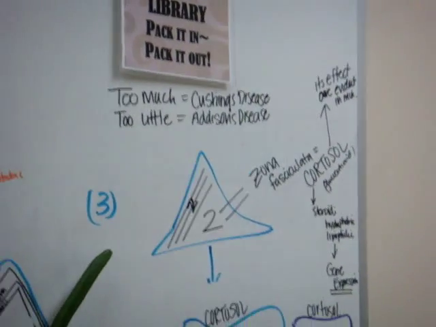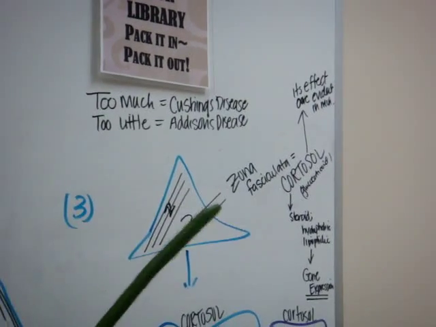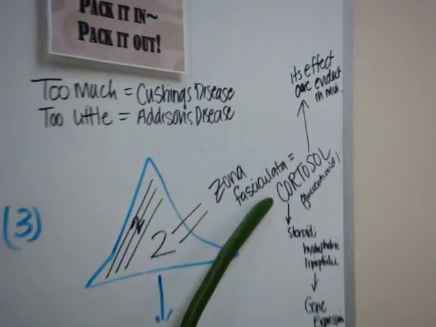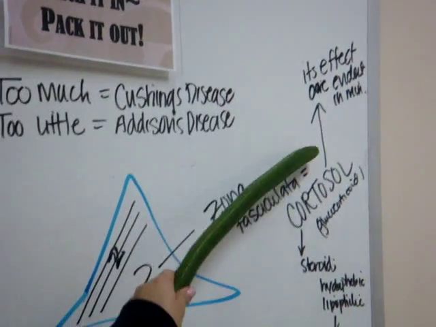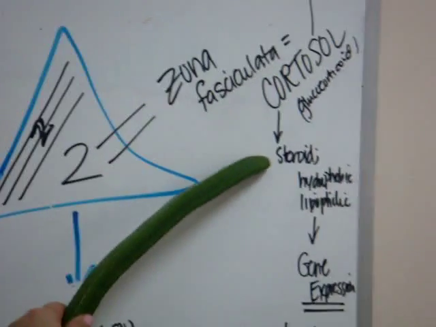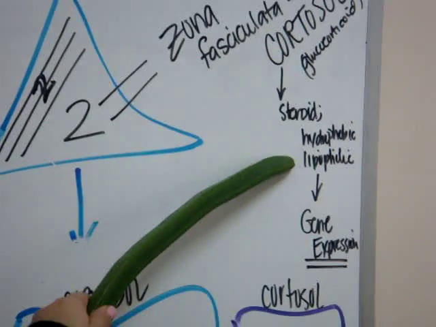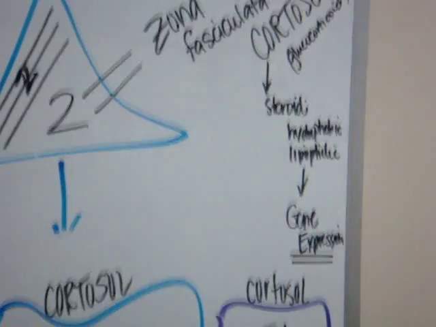Next we're going to be talking about cortisol, which is released from the zona fasciculata, layer number 2. Cortisol is a glucocorticoid, which, when it's released, its effect is evident in minutes. It's a steroid, hydrophobic and lipophilic, meaning that it needs gene expression.